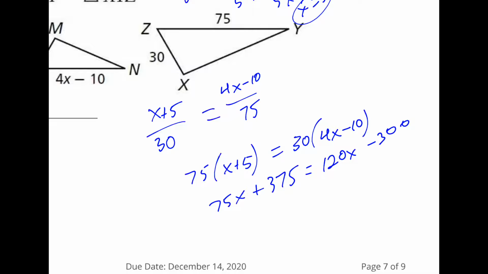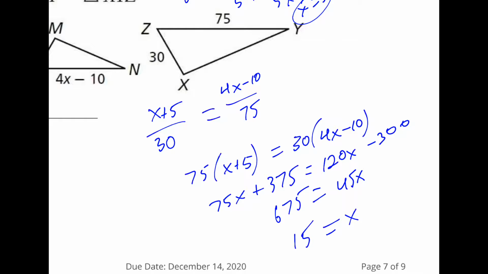I'm going to subtract 75x from both sides. This leaves me with 45x over here. I'll add 300 to both sides. I have 675 over here. If I take 675 divided by 45, I get that x is equal to 15, which is the answer.